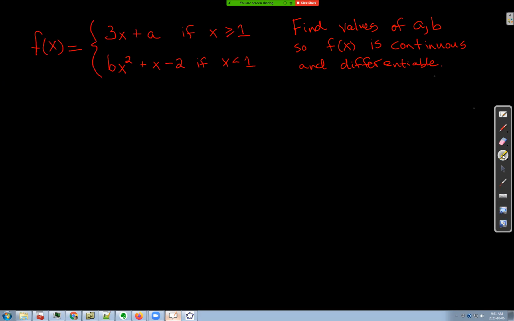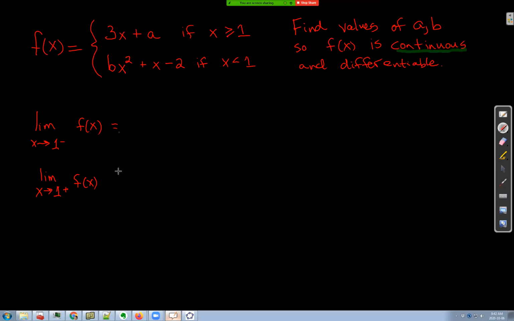Okay, so the way I do these problems is the first thing I do is focus on the continuity. So in order for the function to be continuous, I have to have that the limit as x goes to 1 from the left of f of x is equal to the limit as x goes to 1 from the right of f of x.